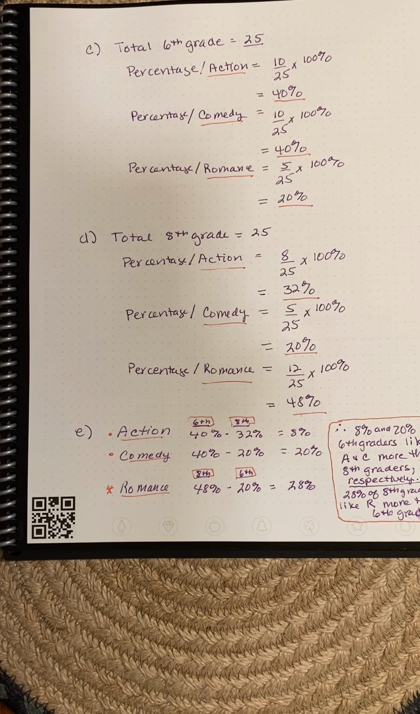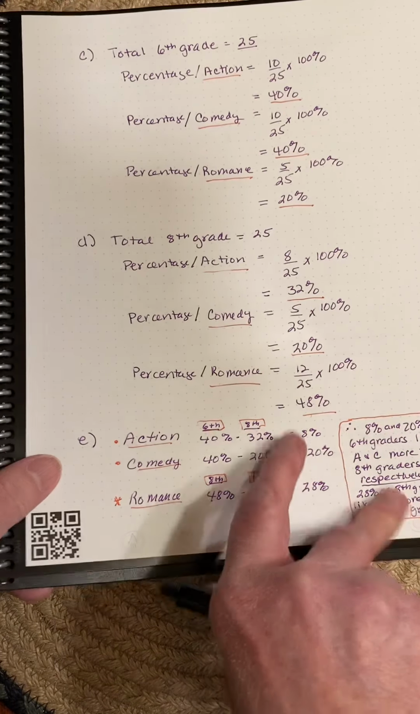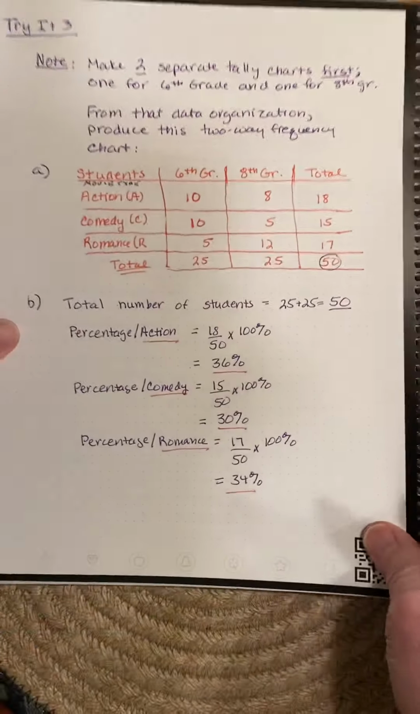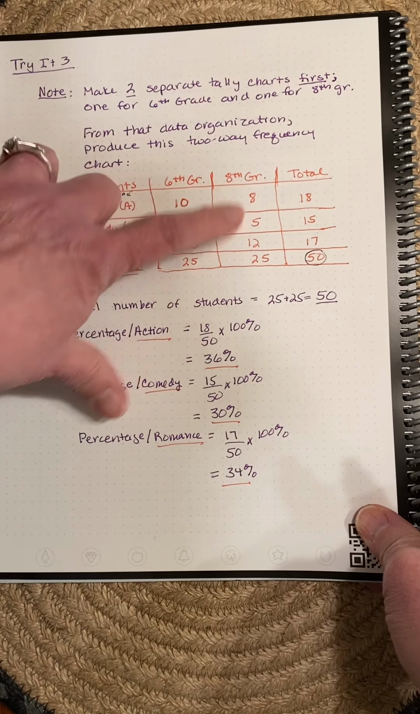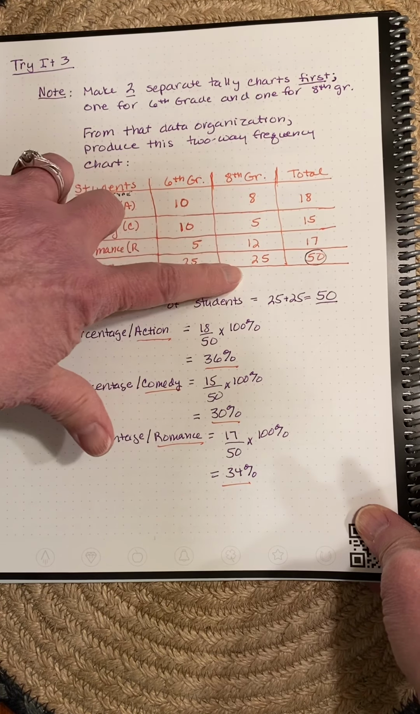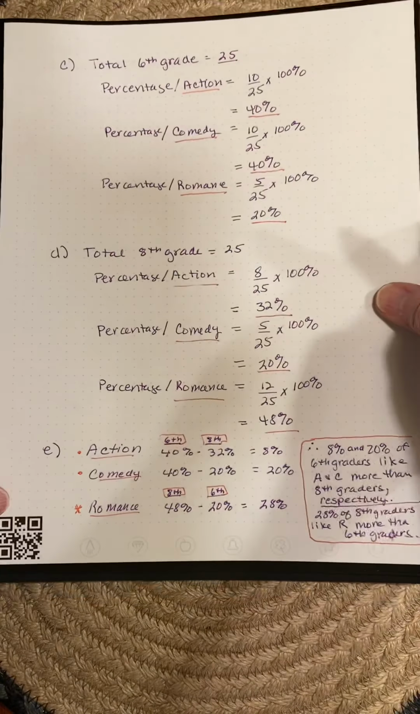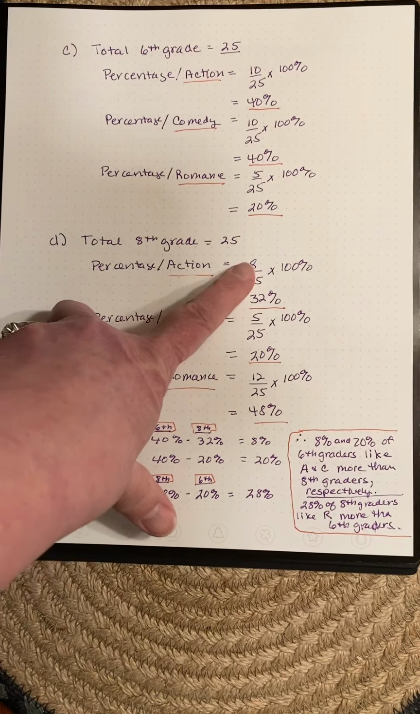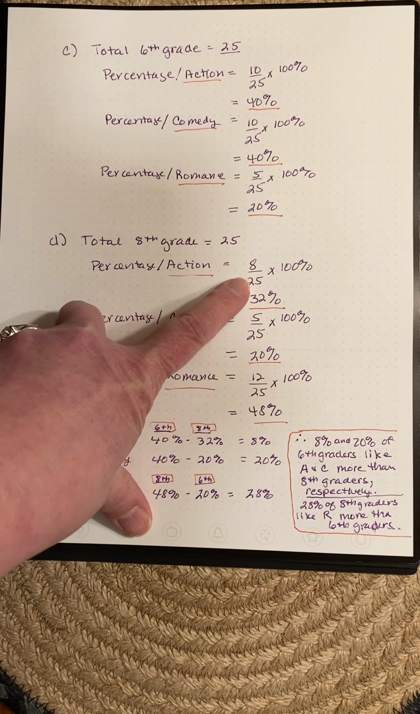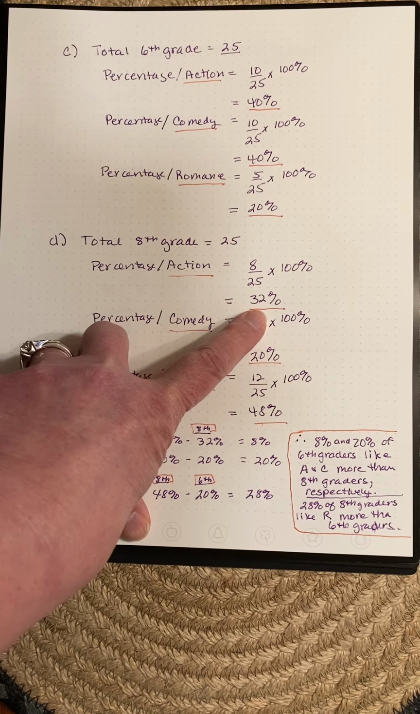I do the same thing with 8th grade. So I go to my two-way frequency. 8th grade is 8 out of 25, 5 out of 25, and 12 out of 25. So I, of course, write those like fractions. So action is 8 out of 25. 8 25ths times 100 is 32%.